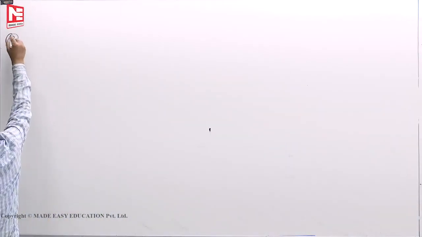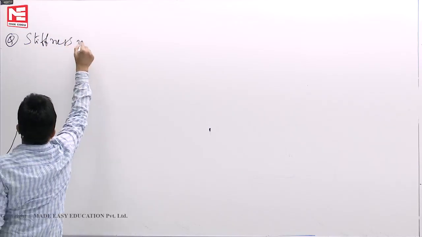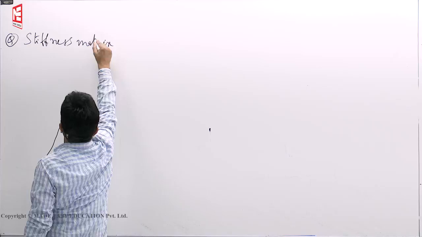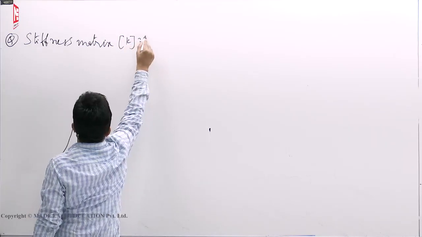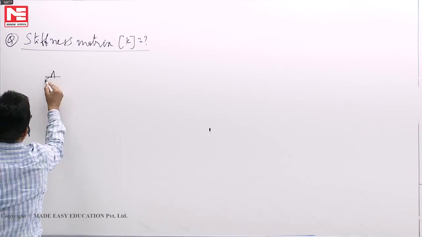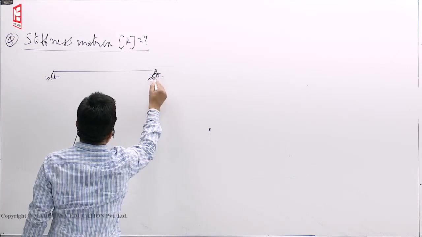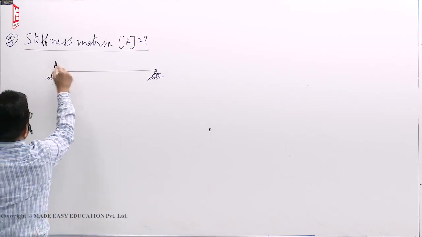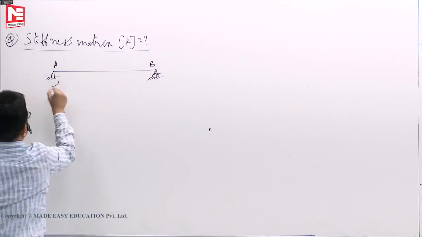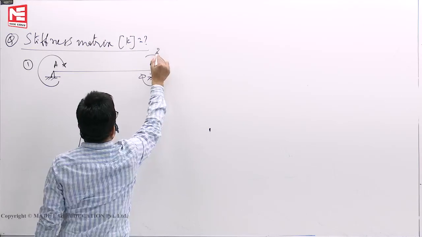Now let us see the stiffness matrix K. Assume that you have a simply supported beam. Coordinates are given like this: A, B. This is coordinate 1, coordinate 2.